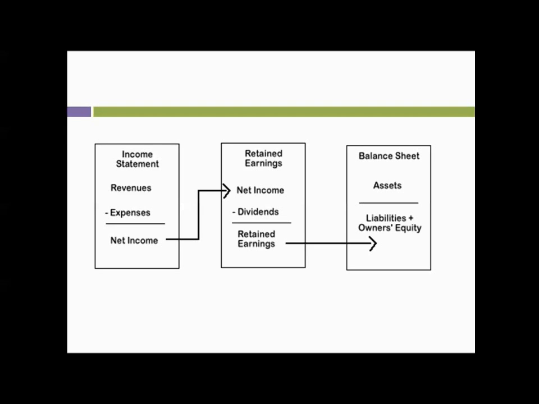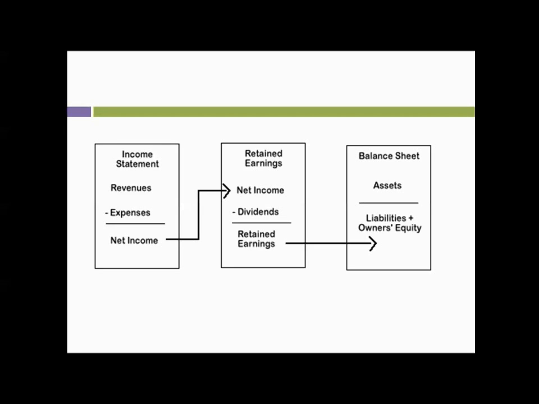So you take your beginning retained earnings plus your net income minus dividends. I don't think there are any dividends in this example. So you take your beginning retained earnings plus your net income minus any dividends. If there aren't any, ignore it, and you get your new retained earnings. You need the new retained earnings to do your balance sheet.